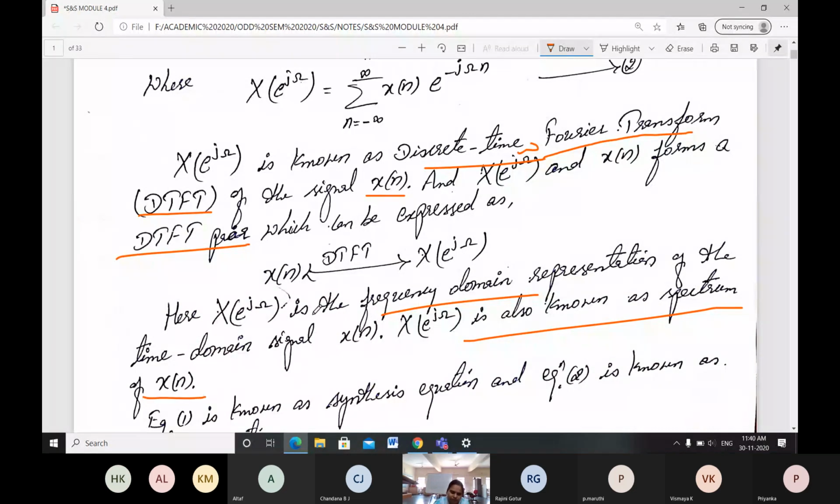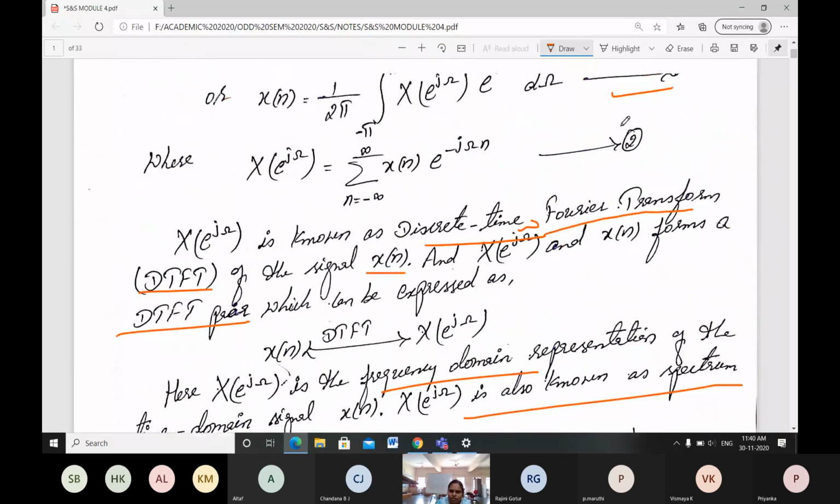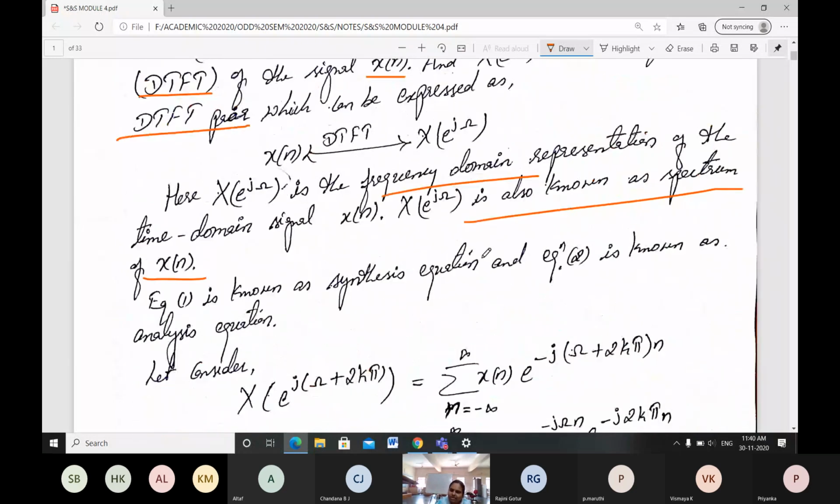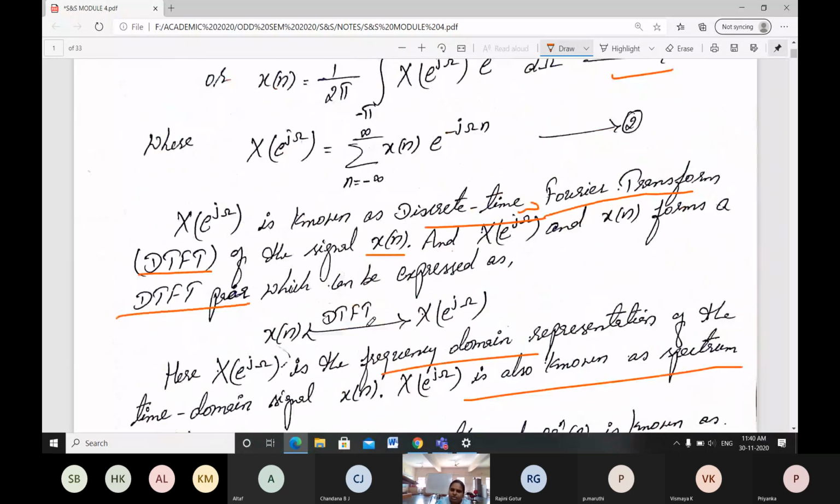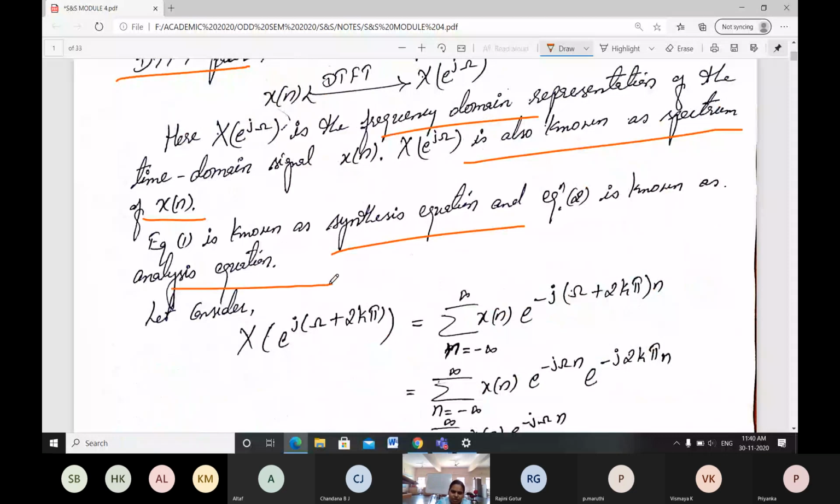What is the need of DTFT? With FT we can convert from the frequency domain signal to the time domain signal, or from the time domain signal to the frequency domain signal. That is one main importance of DTFT or FT in DSP problems, whatever conversion you are preferring. Then equation 1 is known as the synthesis equation, and equation 2, the DTFT equation, is known as the analysis equation.